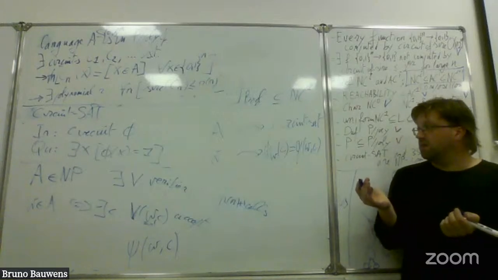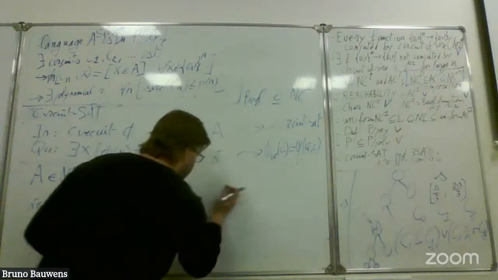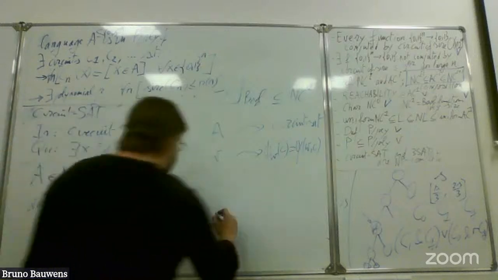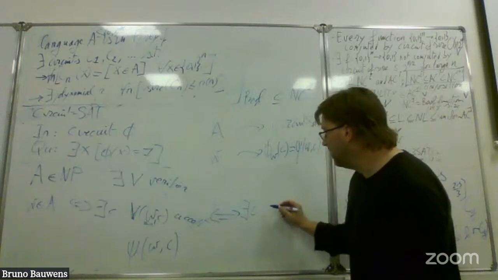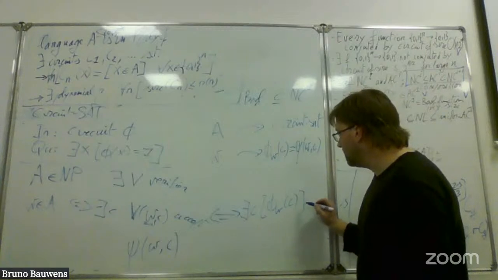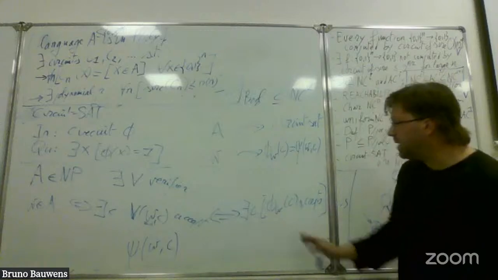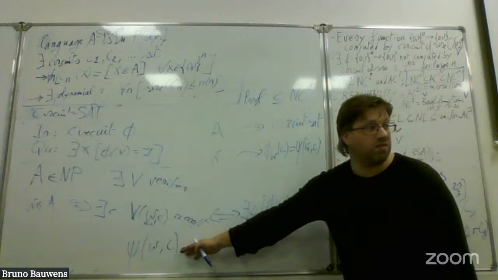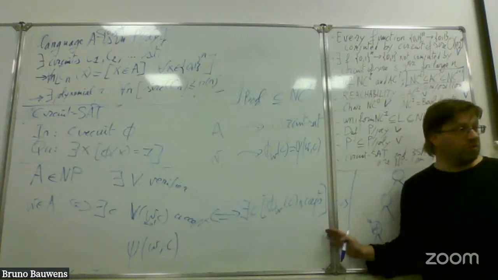Let us verify that. There exists C such that V(w, C) accepts, and by construction, it means there exists C such that circuit phi_w(C) accepts. Just by construction, phi simulates our circuit psi, which simulates V but with the first argument hard-coded. And that's the proof.